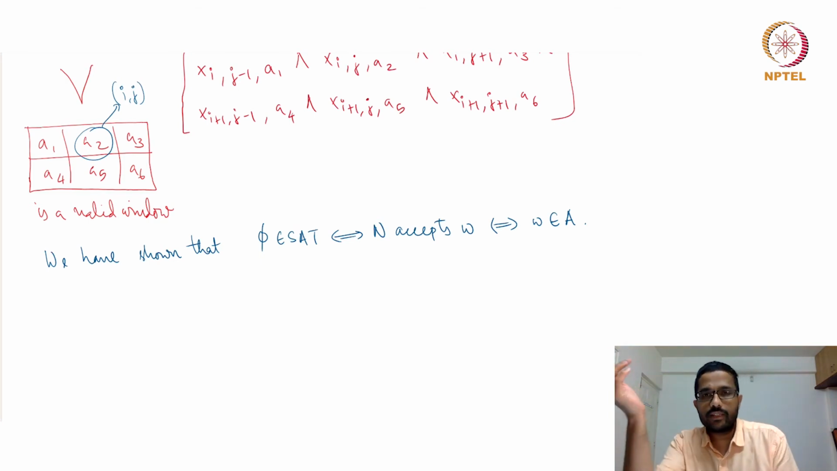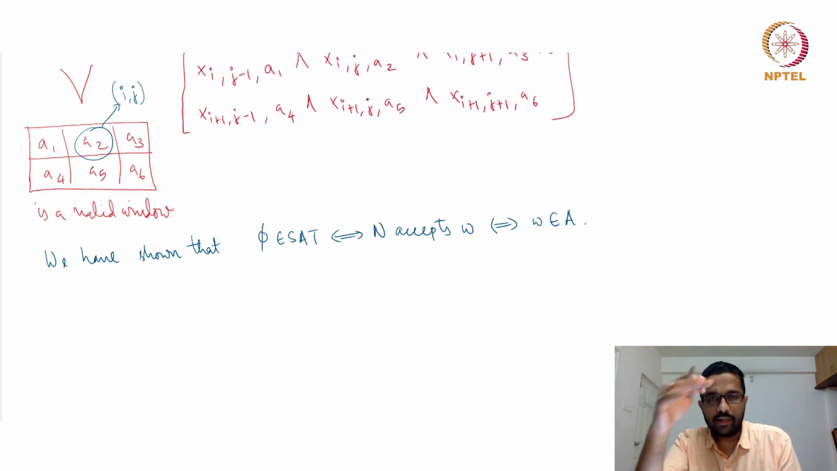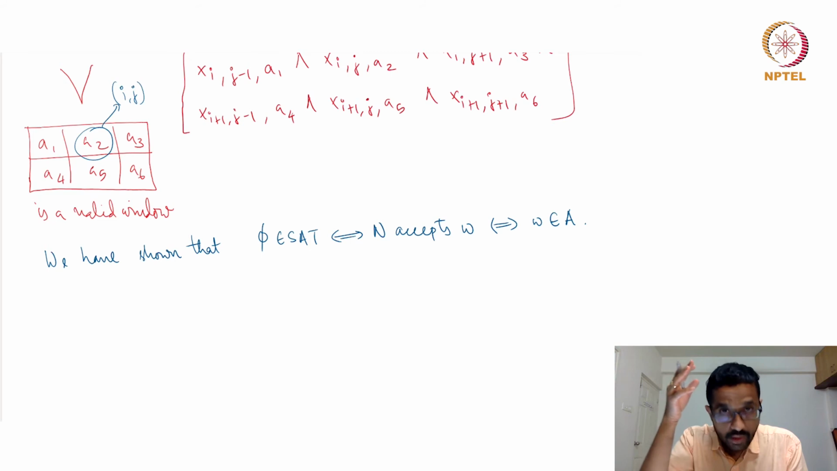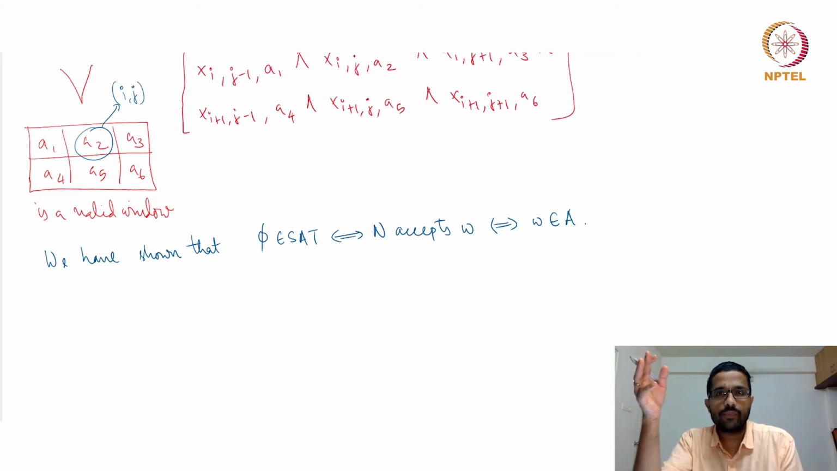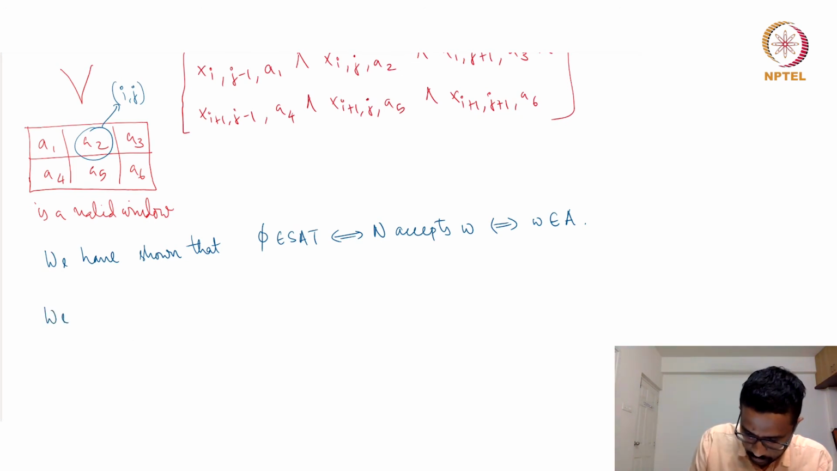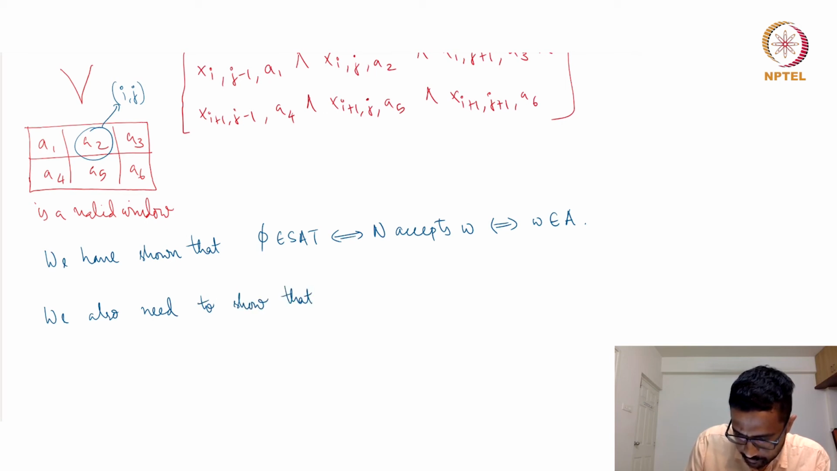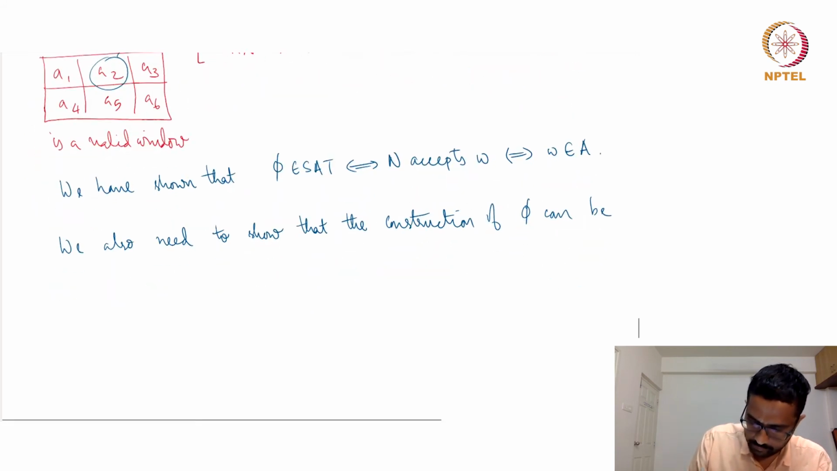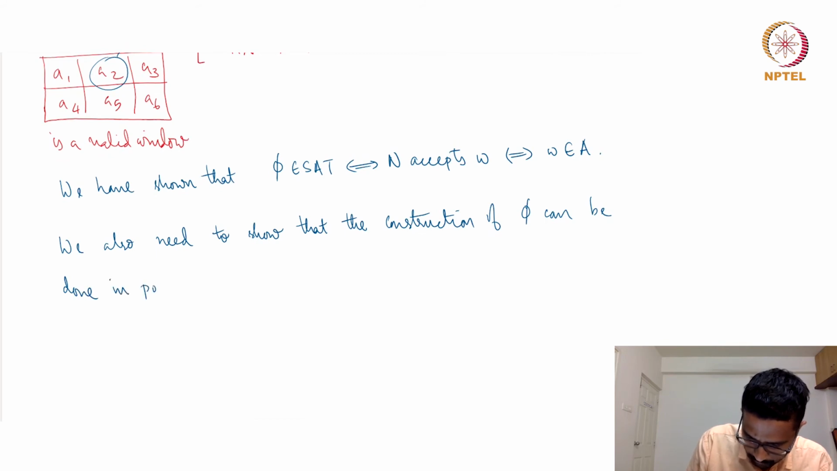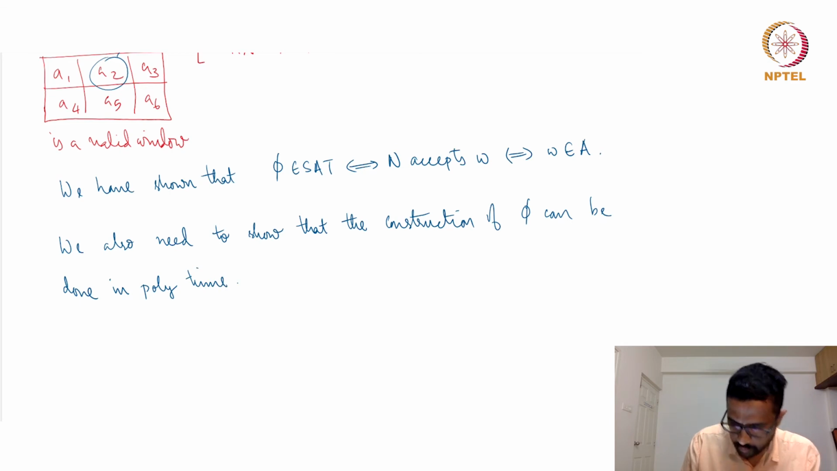But remember that there are two things for a reduction. One is that W is in A if and only if f of W is in the other language, in this case SAT. In this case f of W is phi, and we also want that the construction of f of W is in polynomial time. So we also need to show that the construction of phi can be done in polynomial time. So let us see the sizes of the formula.